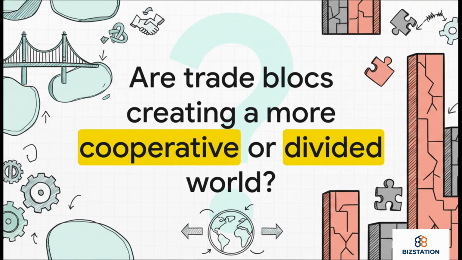And this really brings us to the final big picture question. On one hand, these agreements are all about cooperation, about bringing countries closer together. But on the other hand, by creating these powerful insider groups, do they risk creating a more fractured world of us versus them? So as these powerful trade blocs continue to evolve, are they really building bridges toward a more cooperative global economy, or are they building walls between competing teams? It's something to think about. As powerful trade blocs evolve, are we moving toward a more cooperative world or a more divided one?